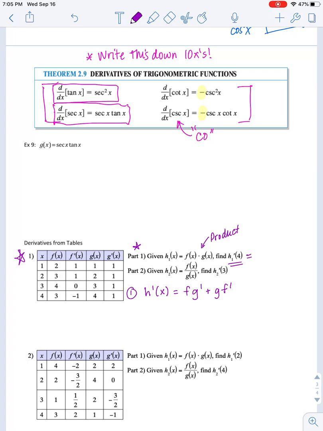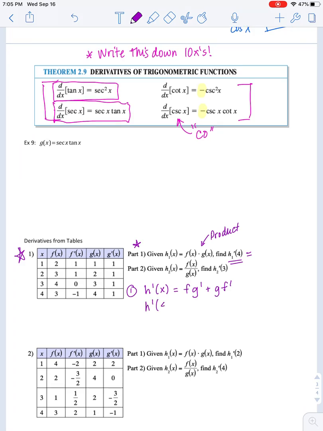I can't really do anything more than write that rule down because f and g are not defined for me. So I can just explicitly write down what their derivatives would look like if I knew what the functions were. Now I'm going to go ahead and plug in 4. So I'm going to take f of 4 times g prime of 4 plus g of 4 times f prime of 4, and that's going to give me my answer for number 1.